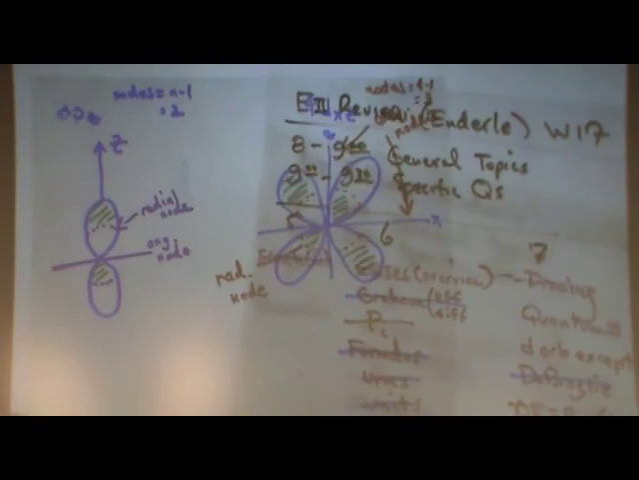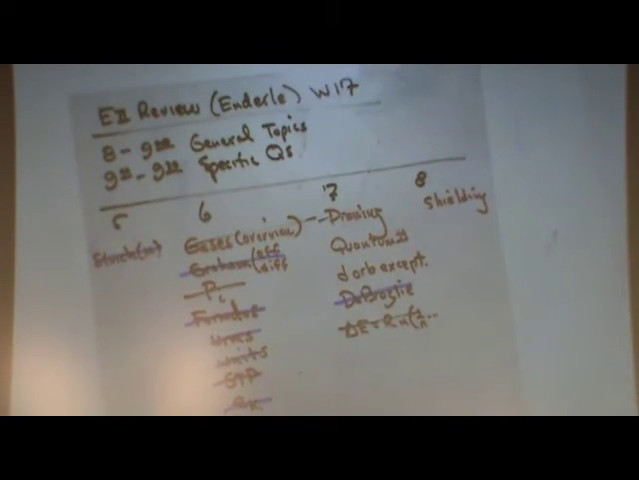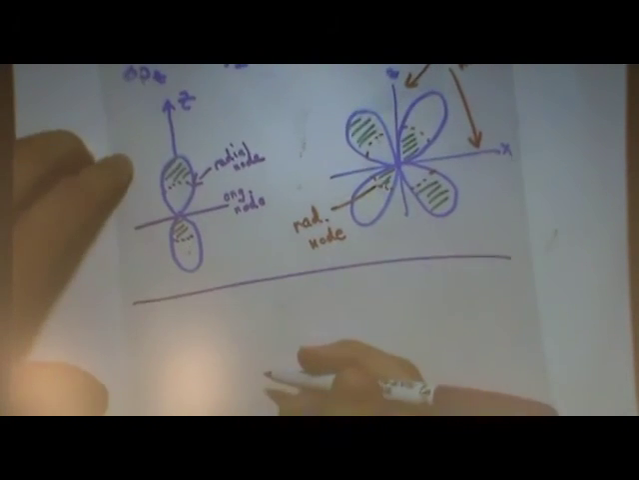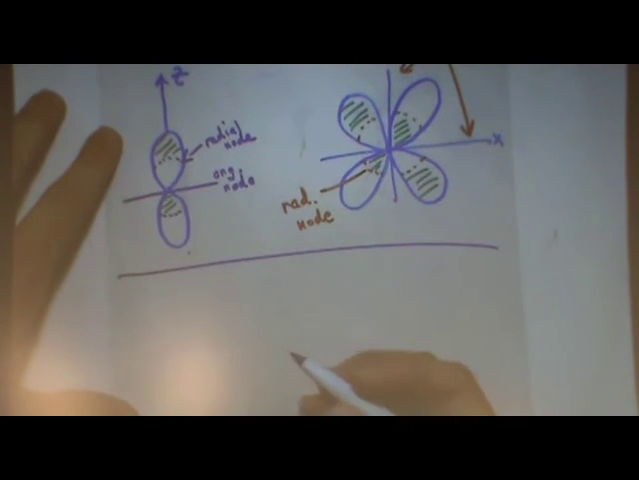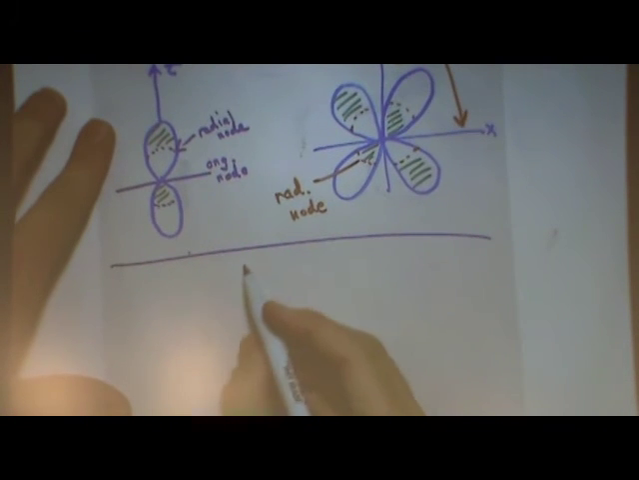All right, that was drawing. Just make sure you can draw stuff like this. Let's talk about quantum numbers, because those are related. Quantum numbers. There's a couple types of problems. Let me go through some of the types of problems.